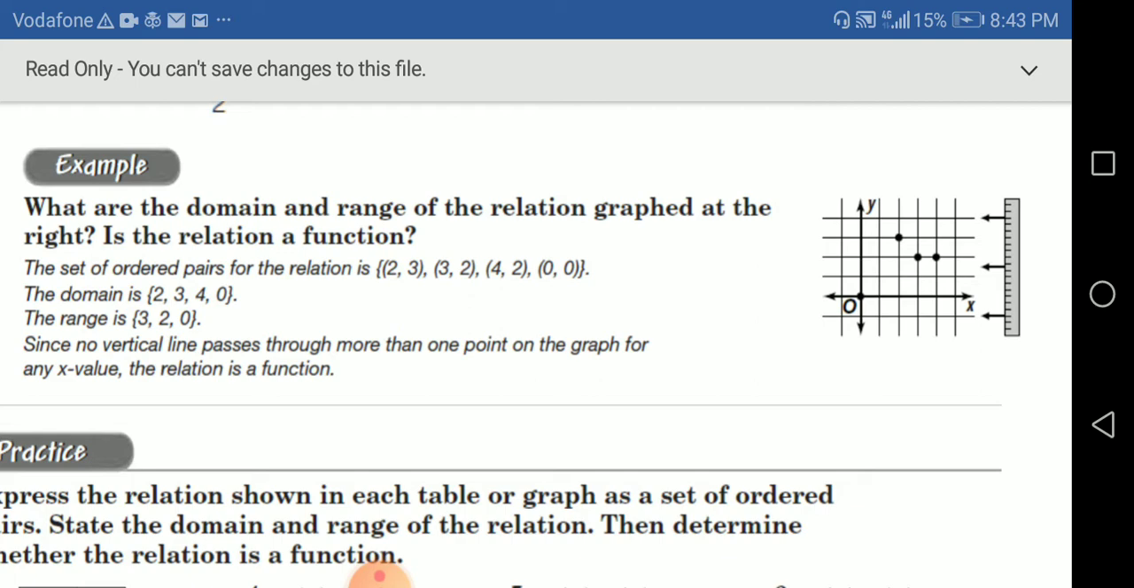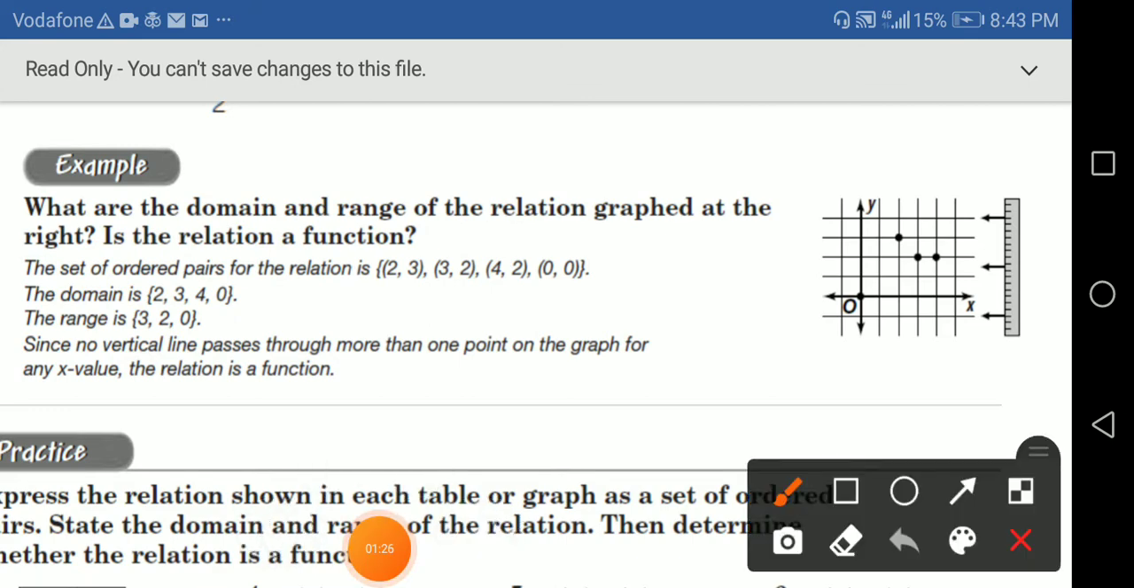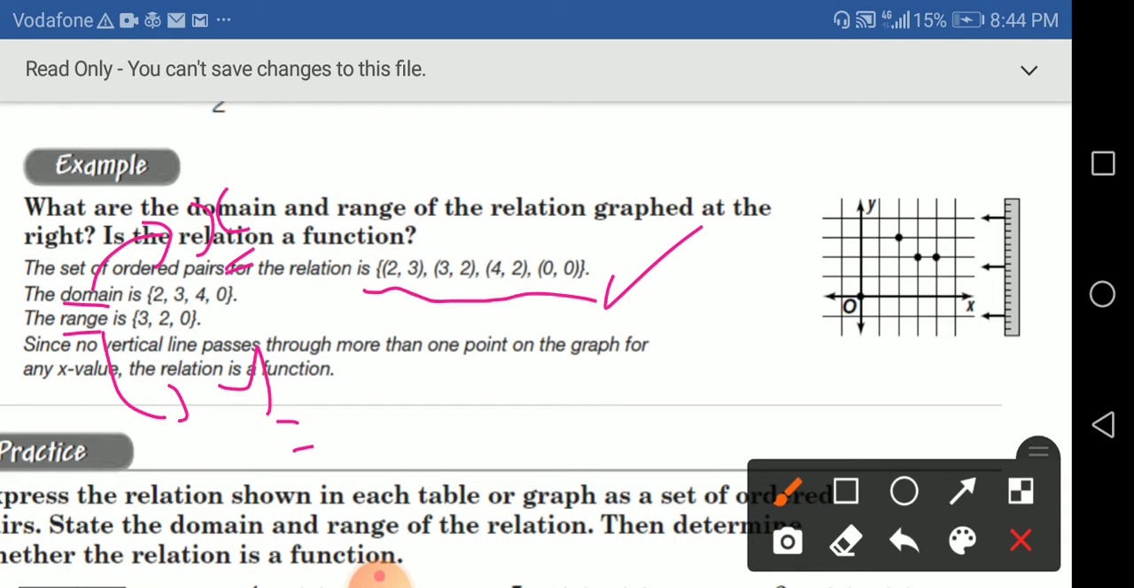I will get first of all the ordered pairs from the coordinate plane and then do what? And then get the domain. And what about the range? The domain is the x coordinates, the range is the y coordinates. It's very easy. So if we have a set of pairs of points, you got 2 and 3. So 2 is for x and 3 is for y.